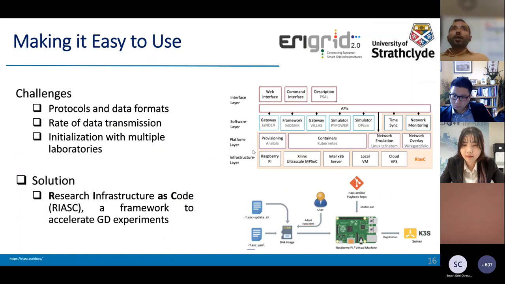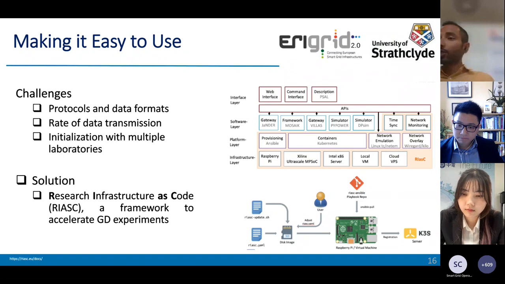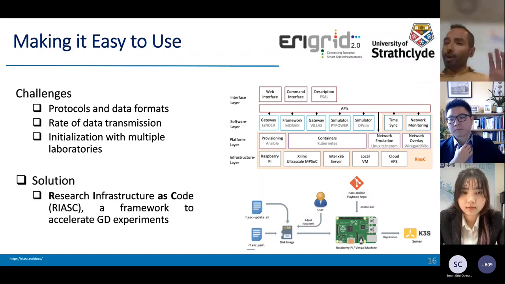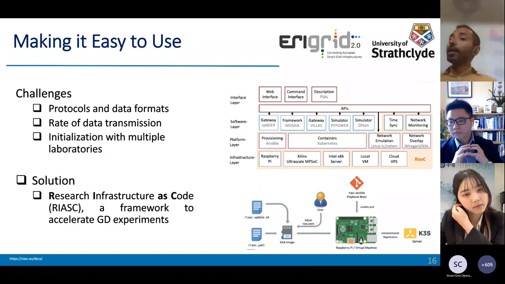The third one is the challenge that we face in terms of the protocols and data formats. Every laboratory that you would consider is unique. They have a different way of connecting each of these equipments together, and they use different protocols. You might use different data formats, plus the rate of data transmission might vary. You might have some constraints with respect to the data that you can exchange. And the last point is that when you have so many different laboratories interconnected to undertake one experiment, the initialization of such an experiment is a problem.